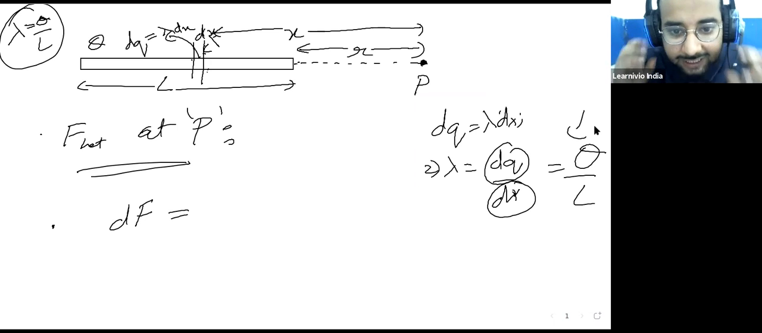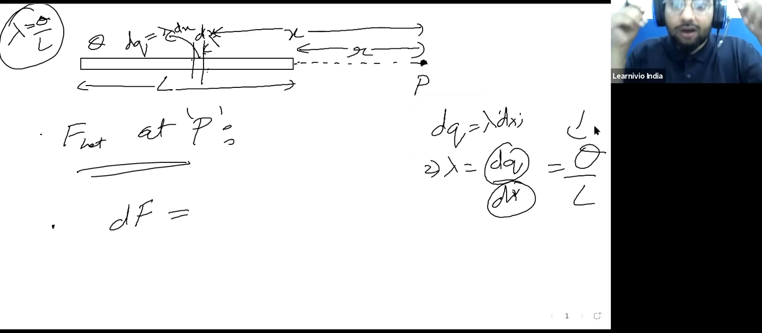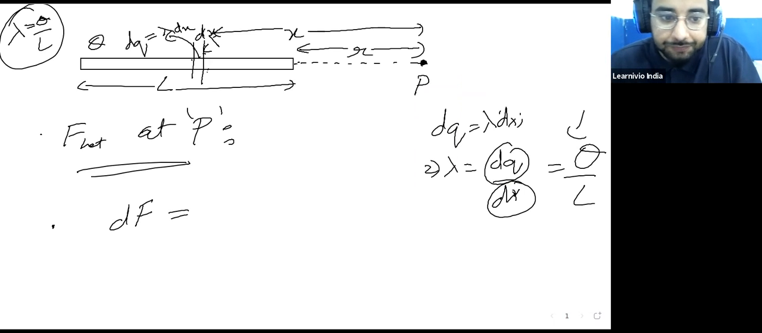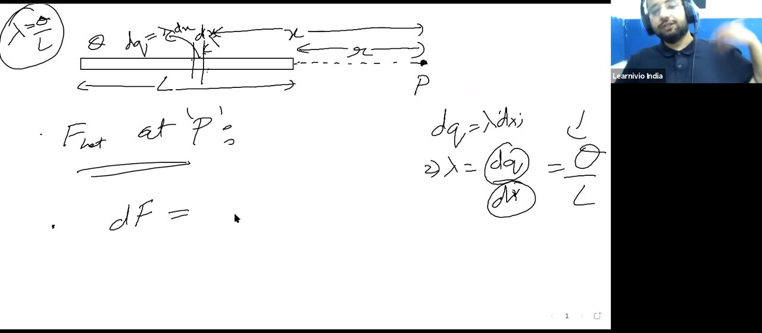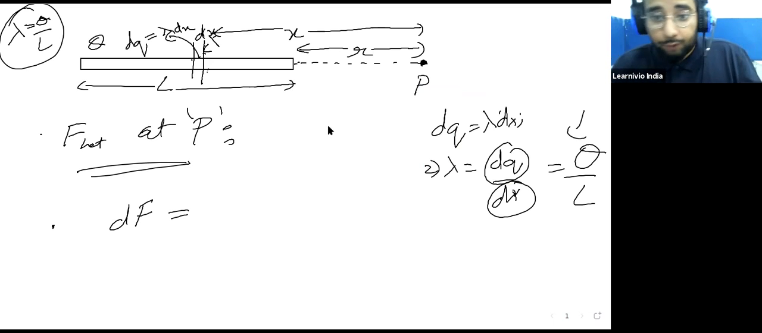It's still the ratio of a small thing over a small thing, or a big thing over a big thing, a total charge over a total length, or a small charge over a small length. It's still the same ratio. That's how you can see this. Okay, so now what is the force that is going to act at point P, this unit test charge that we have kept at point P?